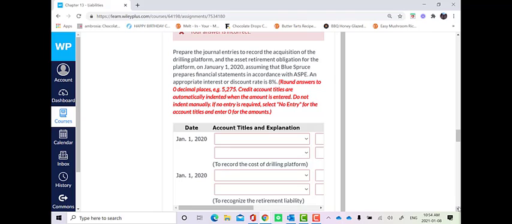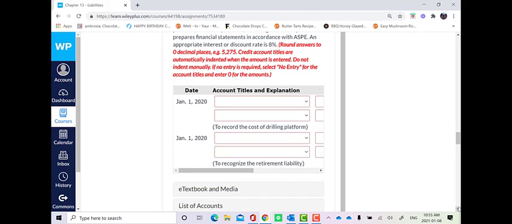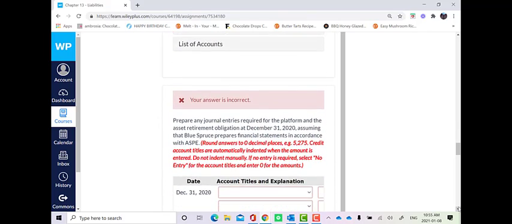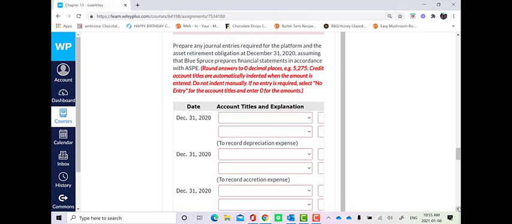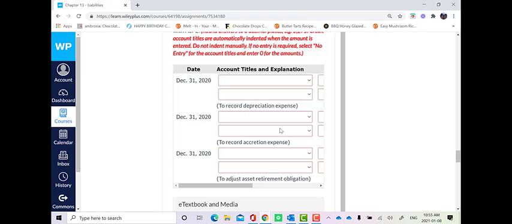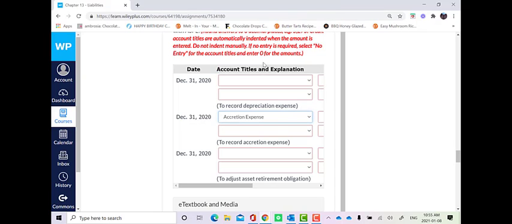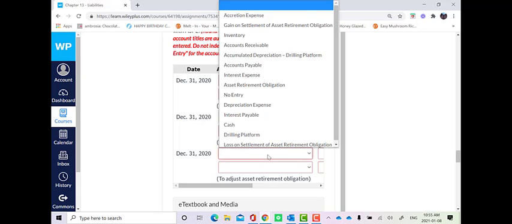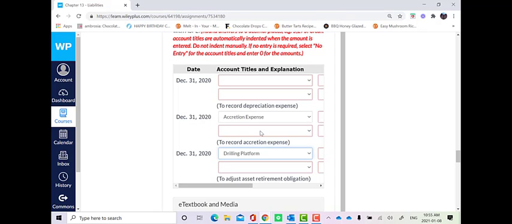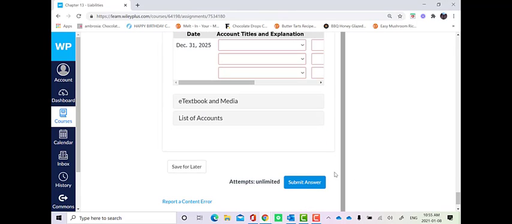ASPE, we're going to do the same things. Certainly the initial entry is the same. The depreciation in the first year will be the same. Again, don't use interest expense, use accretion expense, because somehow the textbook thinks a different word makes it different. And when you adjust the asset retirement obligation for the production, that's going to go to the platform. Let's try that.